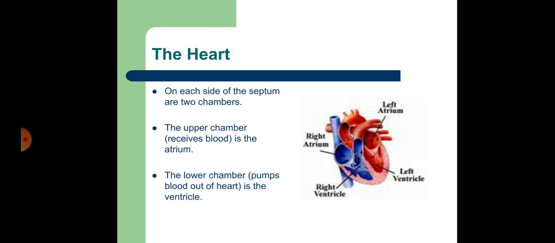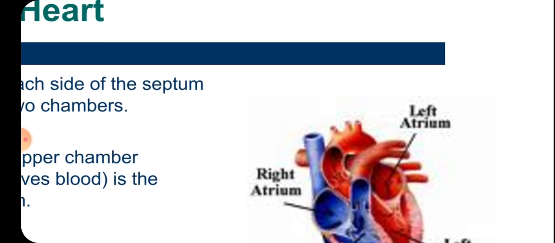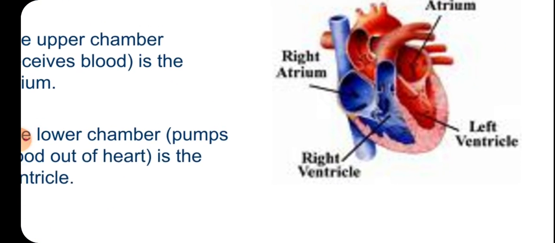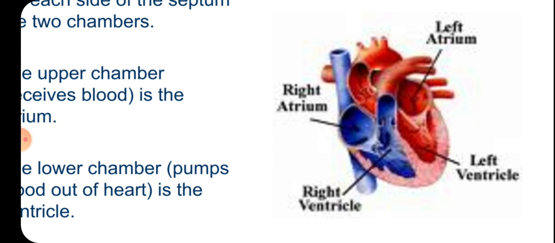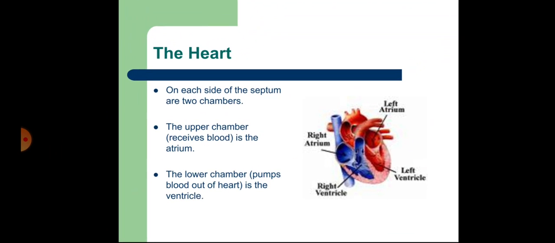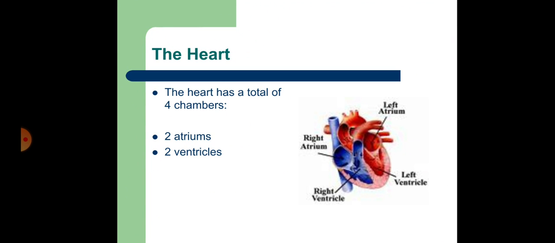On each side of the septum are two chambers. The upper chamber, which receives blood, is the atrium. The lower chamber, which pumps blood out of the heart, is the ventricle. Here you can see the left atrium receives blood, the right atrium receives blood, the left ventricle pumps the blood out, and the right ventricle also pumps the blood into the lungs. The heart has a total of 4 chambers, 2 atria and 2 ventricles.